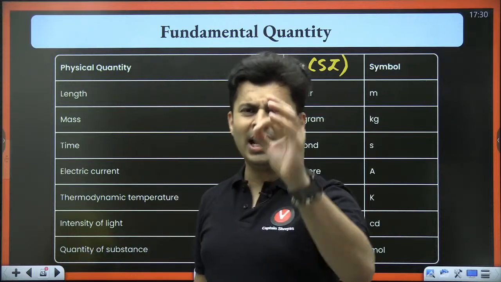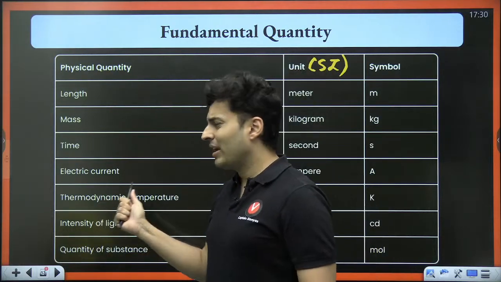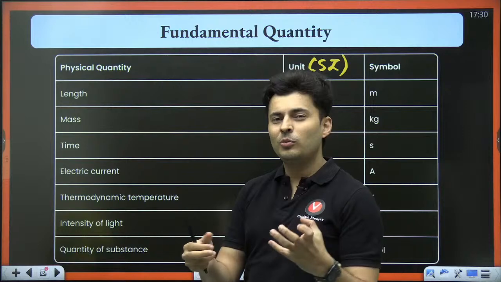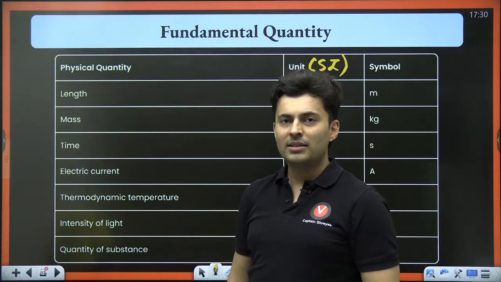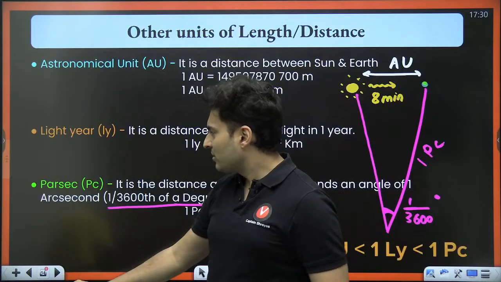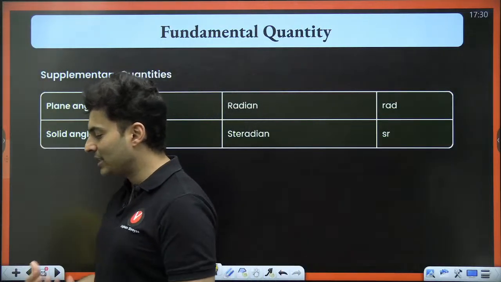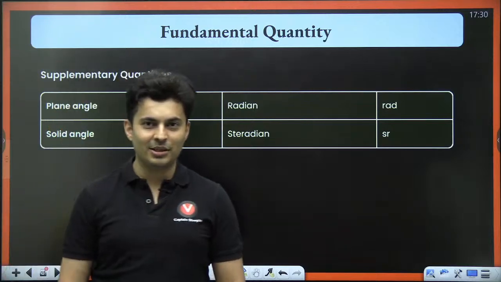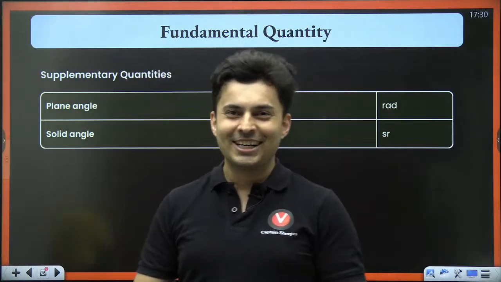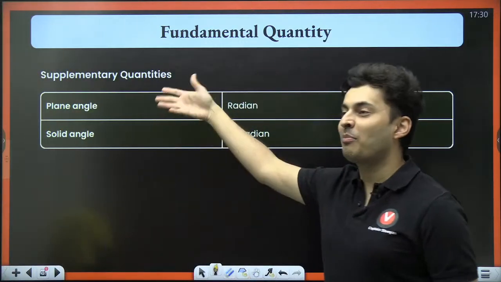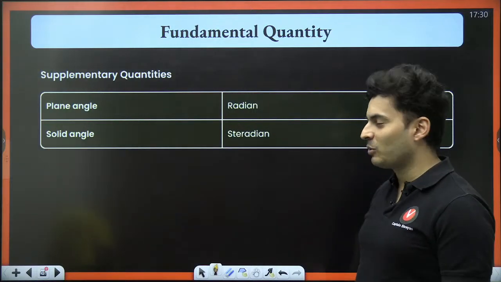So there are 2 units like that which are not real units, but you push them into the system of units just because we want a standard. And they are plane angle and solid angle. These are like those extras, like those substitutes. These are auxiliary or supplementary units or quantities.